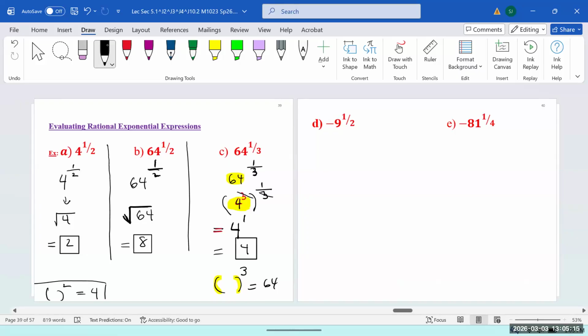Okay. Then we have a concept with negatives. Do you remember the difference between negative 9 to the 1/2 and if I give you something like negative 9, the whole thing, to the 1/2? Now let me put a little bit of space here.